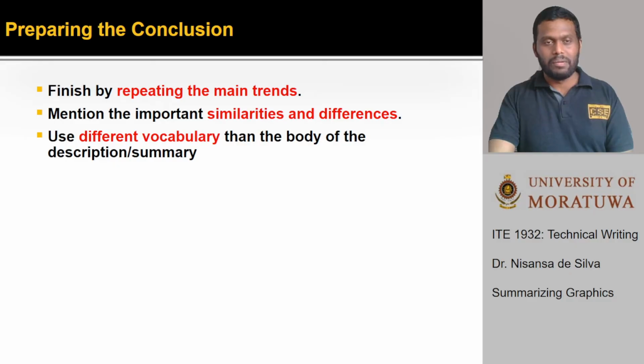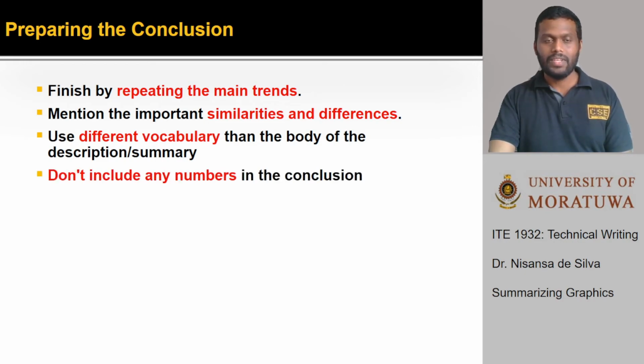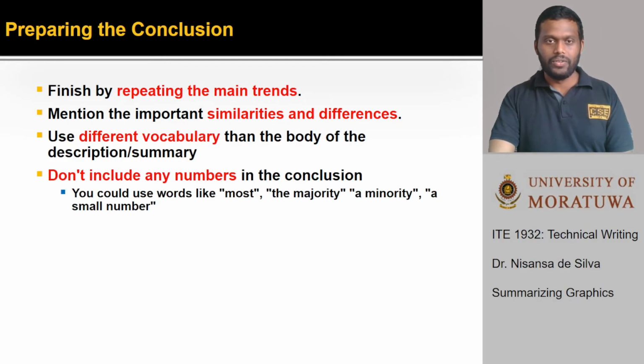Do not use the same words. If you use increased in the description, maybe you can use rose in the conclusion. It keeps your writing fresh and non-repetitive. Now, don't include any numbers in the conclusion. You could use most, the majority, minority, a small number to give an idea of numbers rather than citing the exact number. And never give opinions.